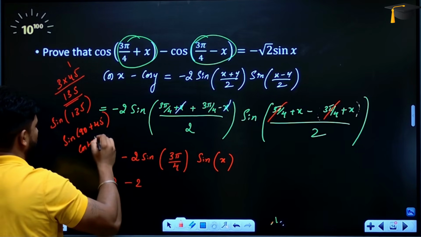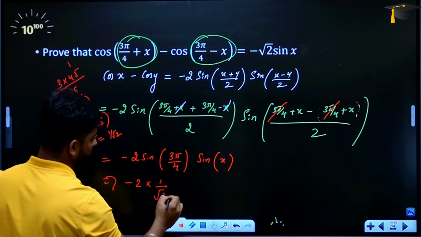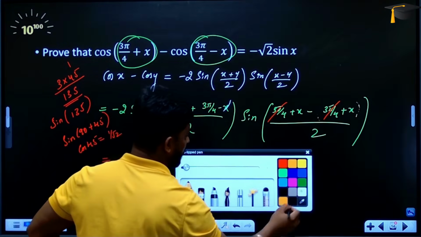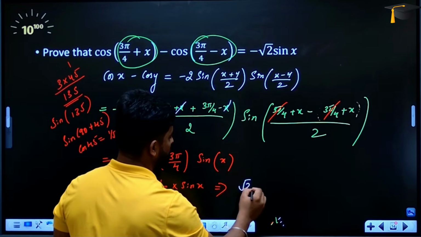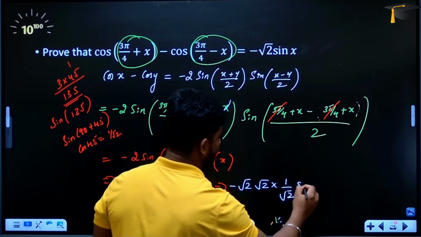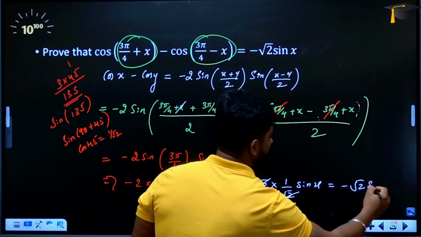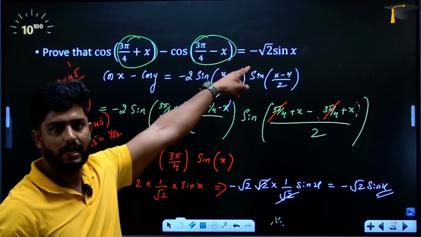What is cos 45? Cos 45 is 1 by root 2, right? So 2 into this value is 1 by root 2 into sine x. Okay, so any number can be taken as a product of its own set. That minus 2 I'll take it as minus of root 2 into 1 by root 2 sine x. So this root 2 cancels. So it is minus root 2 sine x is the final answer. Minus root 2 sine x is the final answer, and that is what they asked us to prove.